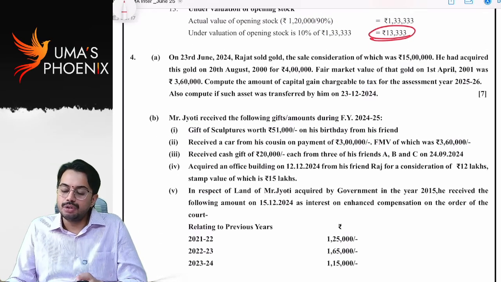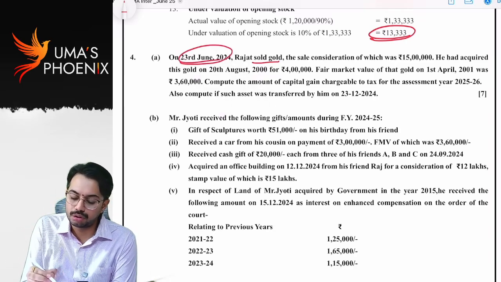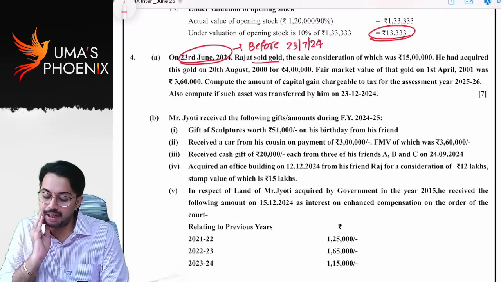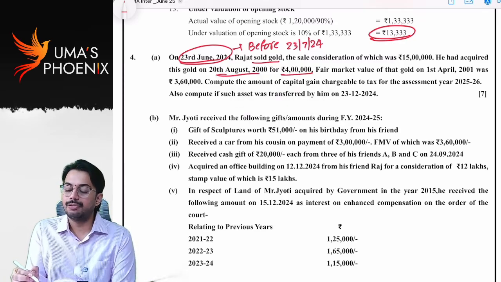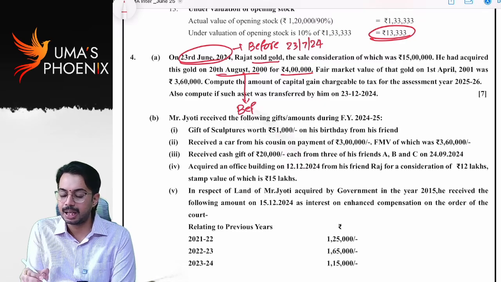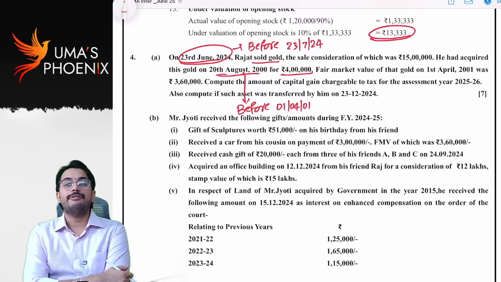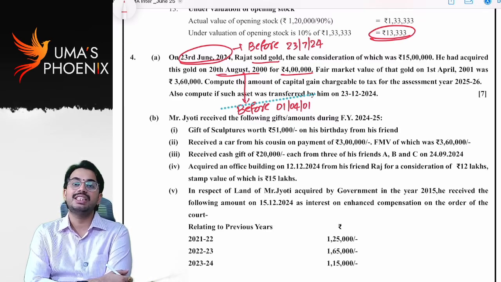Next, on 23rd June 24, Rajat sold gold. Sale consideration 23rd June. That means before 23rd July 24. If it is before 23rd July 24, indexation benefit is available. He had acquired this gold on 20 August 2000 for 4 lakhs. See, this was acquired before 1st April 2001. If movable asset is purchased before 1st April 2001, cost of acquisition is equal to actual cost or fair market value as on 1st April 2001, whichever is higher.